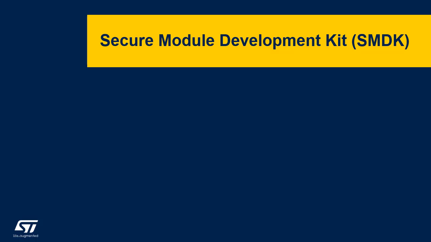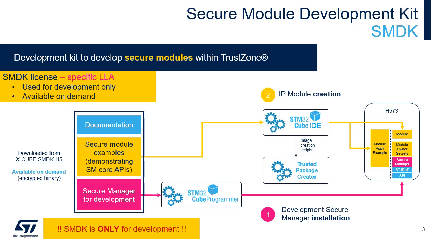Let's now present the Secure Module Development Kit or SMDK. The SMDK provides the environment for developing secure modules. The SMDK is composed of Secure Manager, available as an encrypted image from st.com. It must be used for development purposes only. It features UART trace capability and it's available under a signed license agreement. Contact your ST representative.